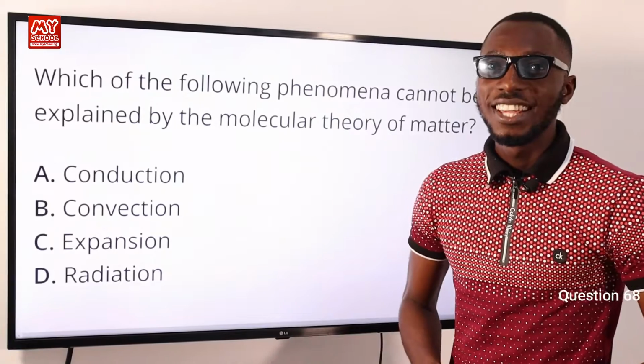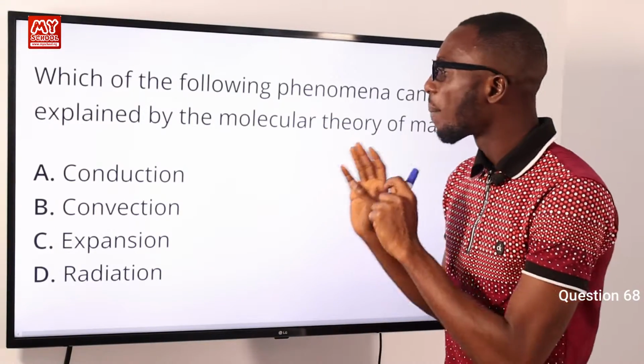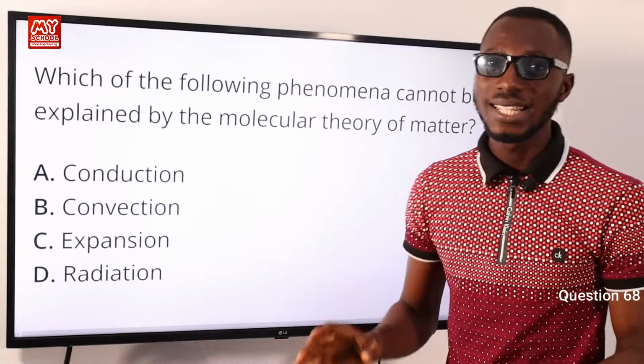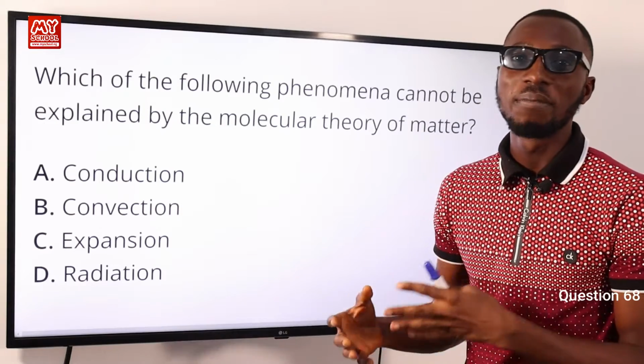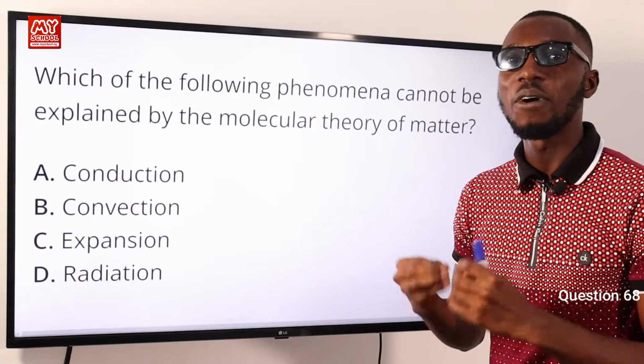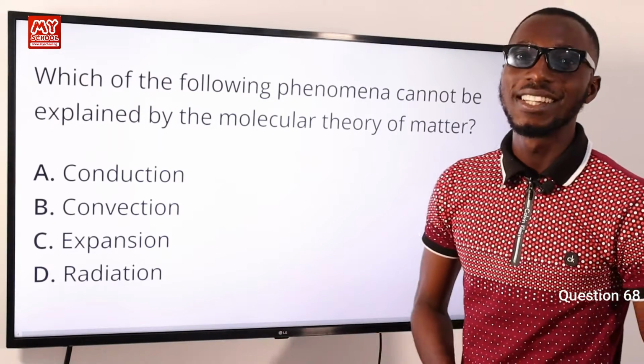Down to question 68. Which of the following phenomena cannot be explained by the molecular theory of matter? This is simply radiation. You recall that radiation is the energy given off by matter, okay, in form of rays or high-speed particles. So option D is very correct.